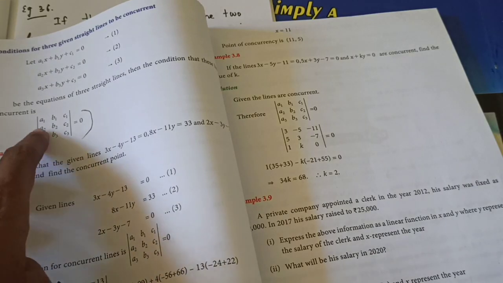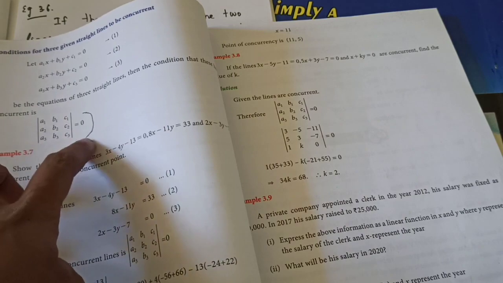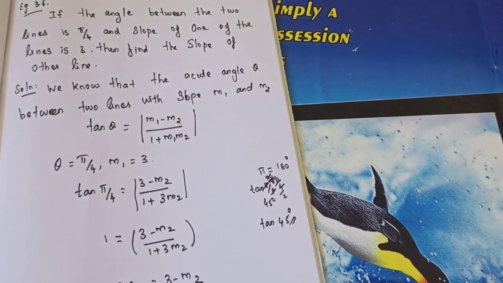Understand? So what's the formula? This is also a formula. A1, B1, C1, A2, B2, C2, A3, B3, C3. If the determinant value is 0, we will say the lines are concurrent. Understand? Concurrent. That's the meaning.